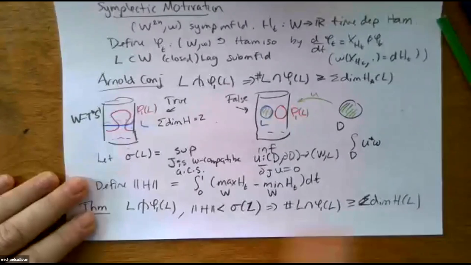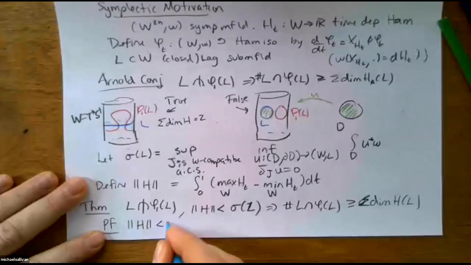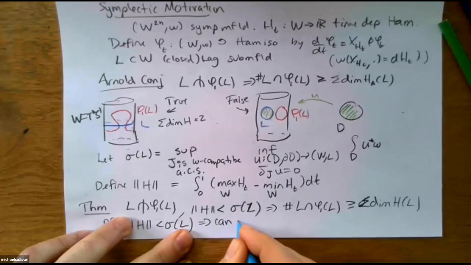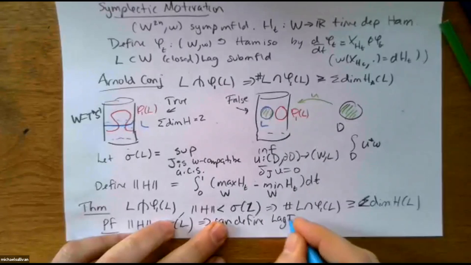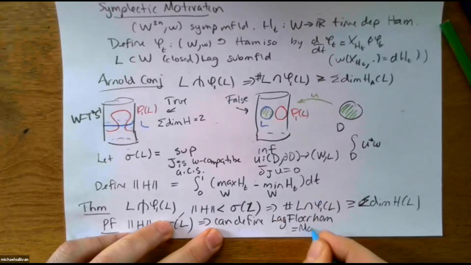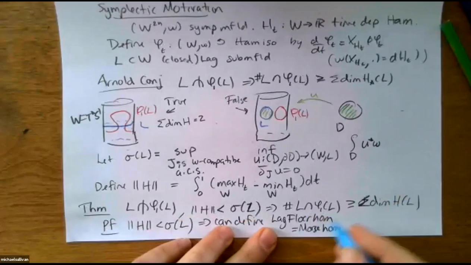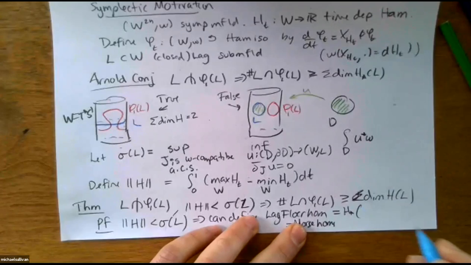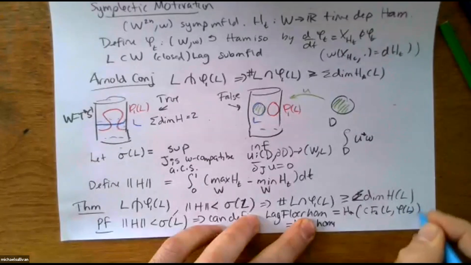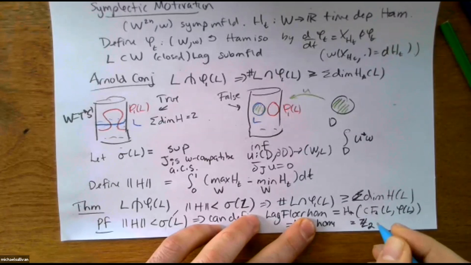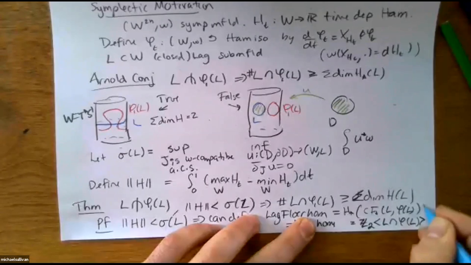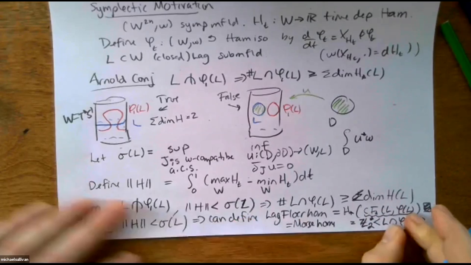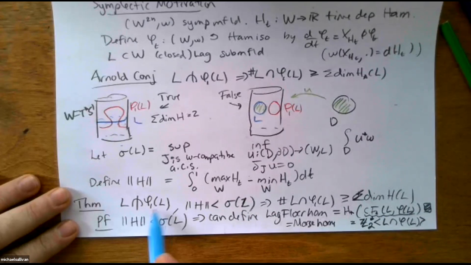And the proof is roughly, because the Hofer norm is below this quantity, sigma L, you can define Lagrangian Floer homology, which is equal to the Morse homology. And this Lagrangian Floer homology is the homology of the Floer chain complex of L and phi of L, which is generated by, let's just say Z2 coefficients for now, the intersections of these guys. This chain complex here. Okay, so that's roughly the idea. So as long as this is a small Hamiltonian in this sense, the Floer homology theory works, and we get this result. Okay.